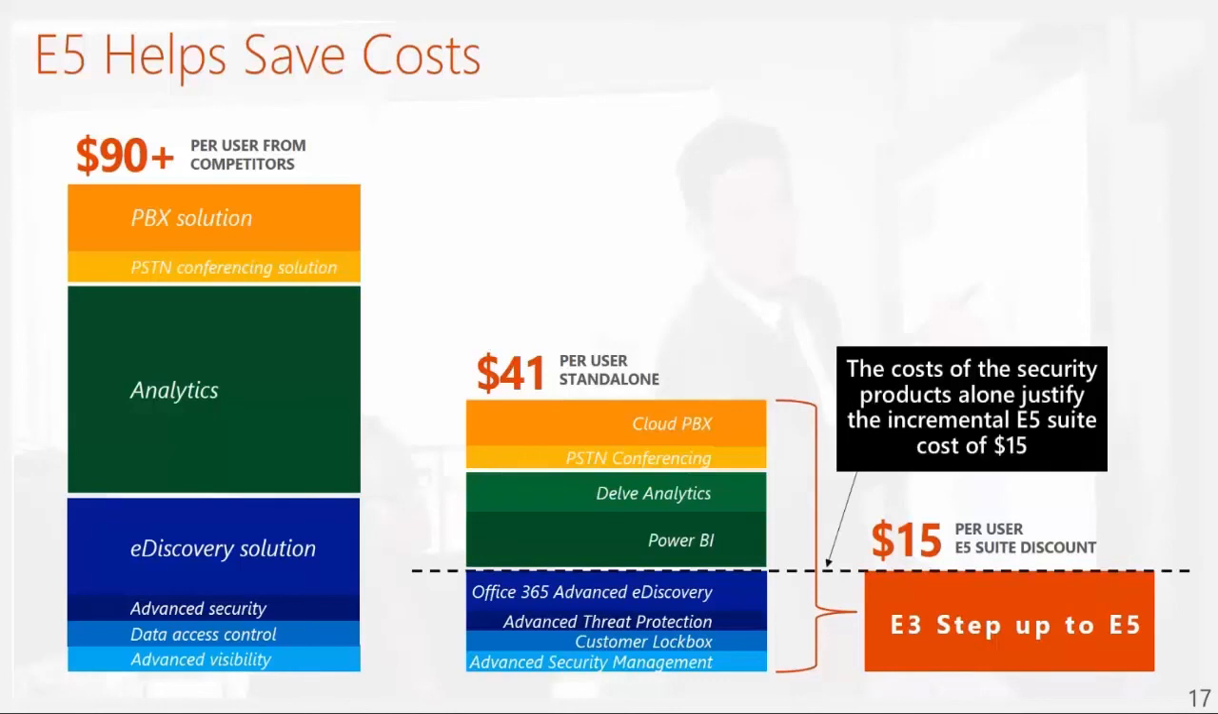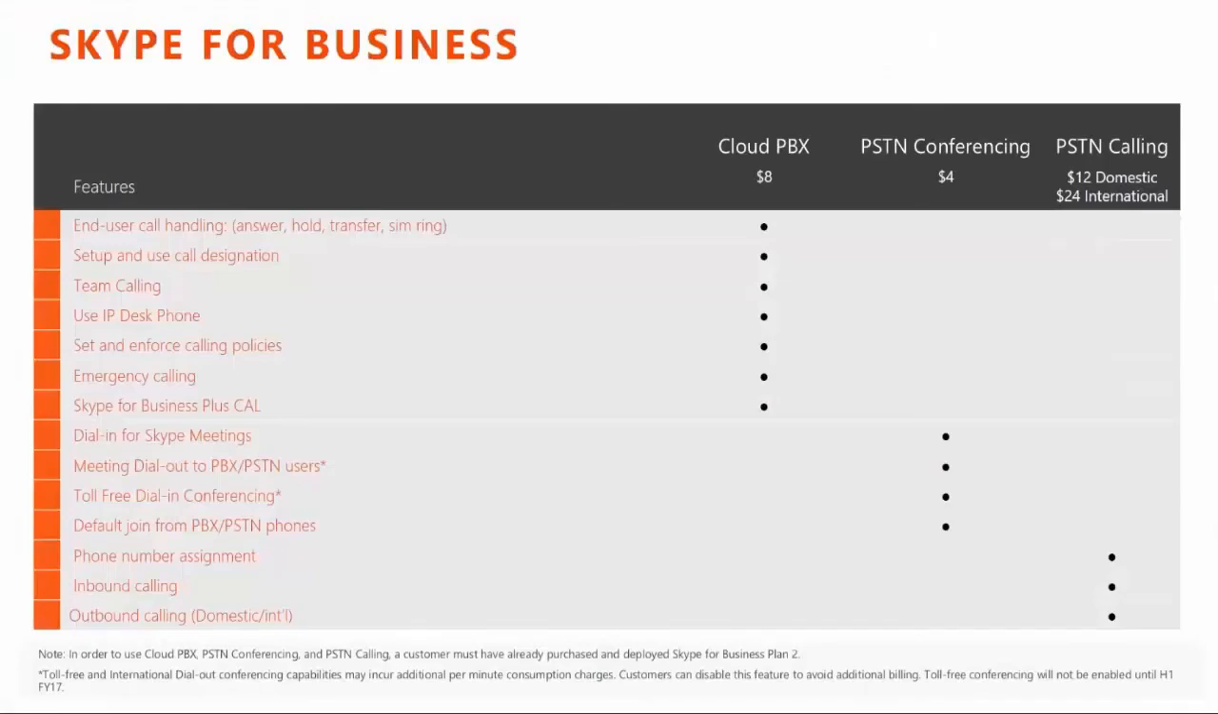Now, as I've talked about earlier, there are many cost savings when it comes to E5. And because I was going to focus on Cloud PBX and PSTN, I'm going to shift over to that and talk about some of the improvements that have been made through that platform by highlighting some of the features first. Each one of these SKUs produces these features right here.